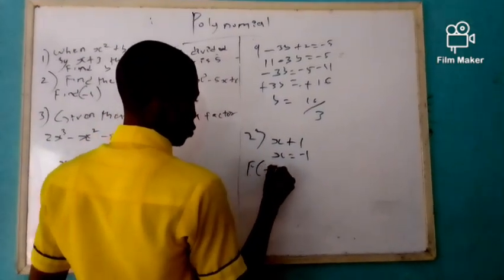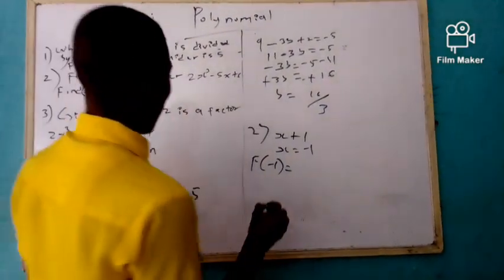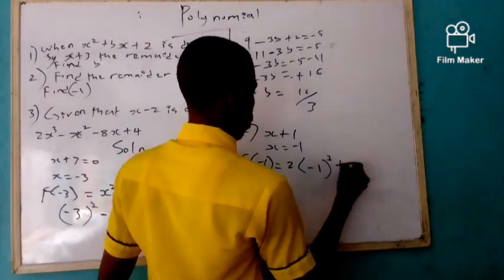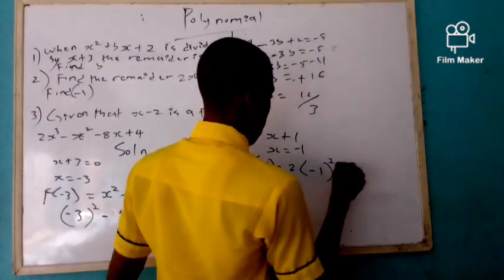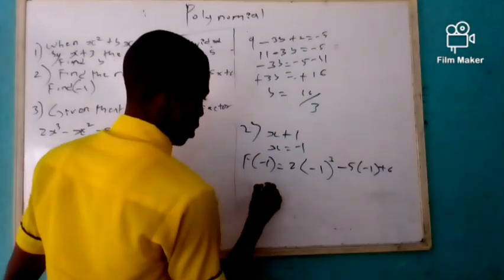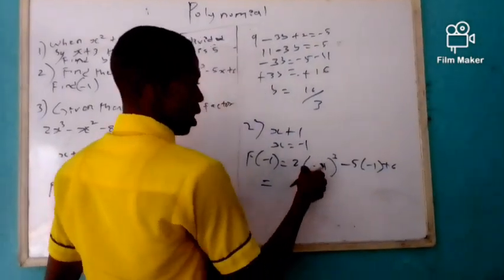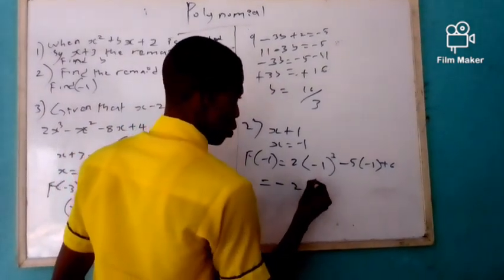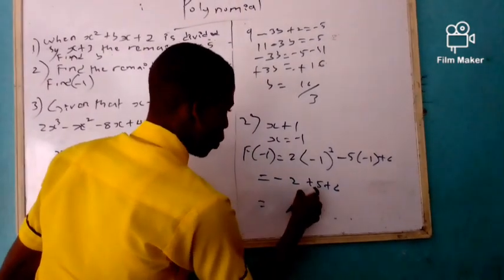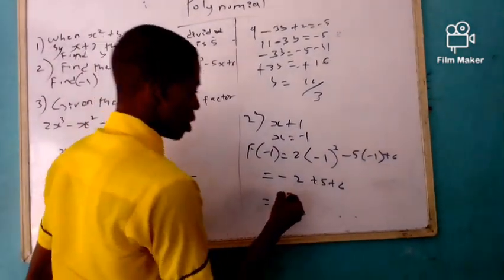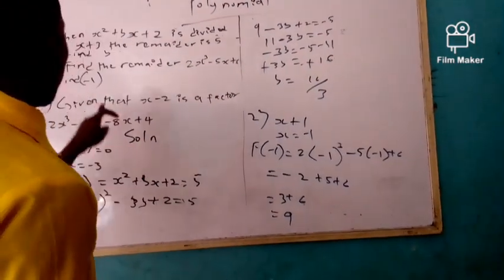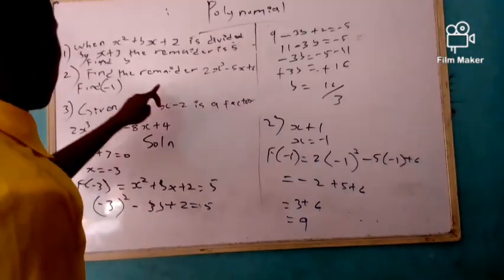Now, the function at minus 1 is what? We just put it there, for the remainder. So it will be 2 times minus 1 to the power 3, minus 5 times minus 1, plus 6. That will be what? Minus 1 to the power 3 is still minus 1, that will give minus 2, and plus 5 plus 6. So here, our answer will be what? Minus 2 plus 5 is 3, plus 6, we have 9. So this is the remainder when this is divided by x plus 1.